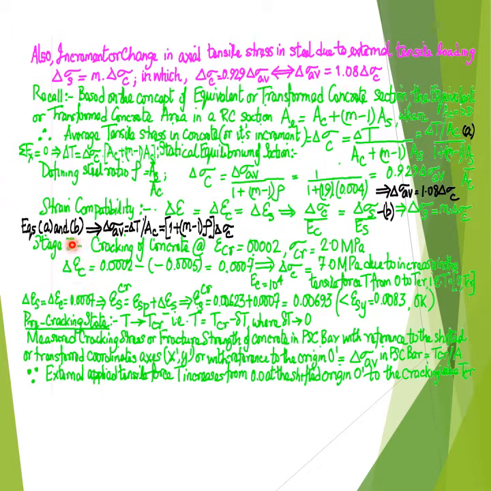The increment or the change in the average applied axial strain in the concrete from the limit state of the pre-stressed concrete at the end of the pre-stressing operation to the stage of cracking, that is the stage 3, at which the concrete in the pre-stressed concrete bar cracks, can be simply calculated as 0.0002 minus negative 0.0005 equal to 0.0007.